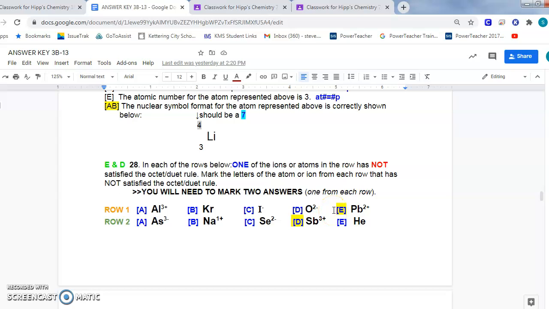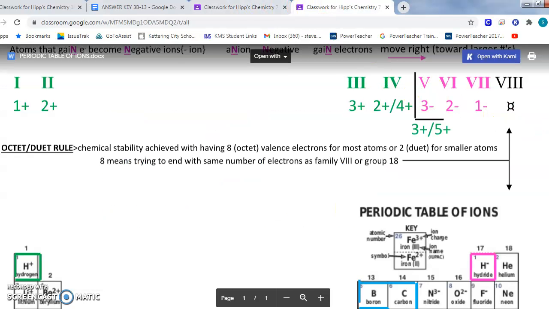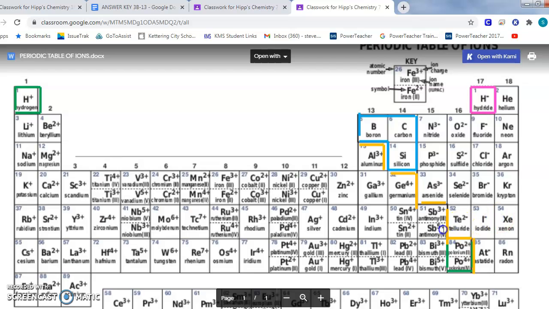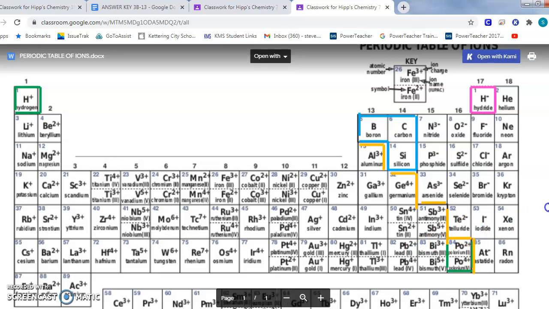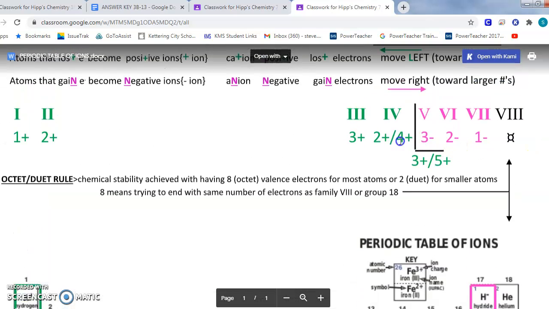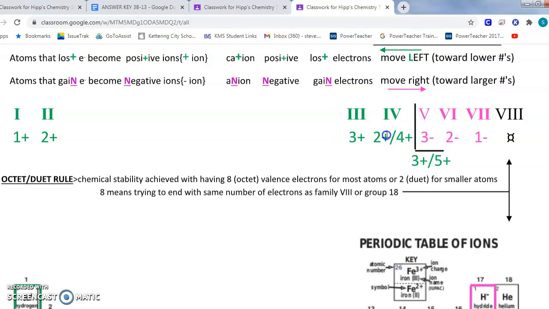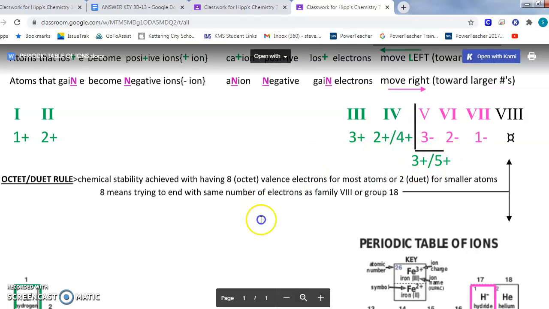What about lead 2 plus? Does it satisfy the octet rule? Well, now we need that little trick we just talked about. Here's lead. Right down here. Lead can become 2 plus or 4 plus. But if it's become 2 plus, has it satisfied the octet rule? Well, we come up here. It's Roman 4. It would have to lose 1, 2, 3, 4 to get back to 8. Not 2. So lead has not officially satisfied the octet or duet rule.